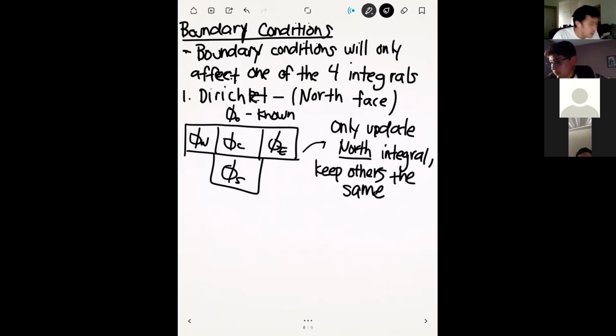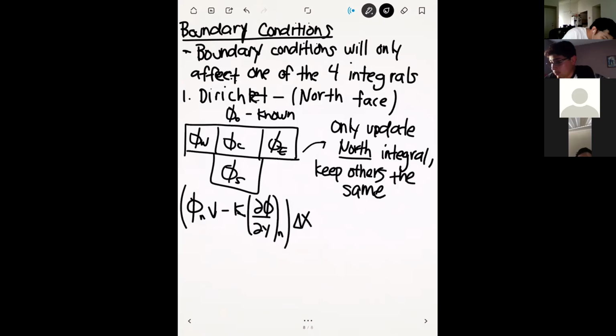Let's go from the expression that I boxed earlier. After we apply the trapezoidal rule on the north integral, we get phi sub little n, which is the value of phi on this face right here, where I put the x, minus k times d phi dy at the north face times delta x. Let's modify this to account for the Dirichlet condition.